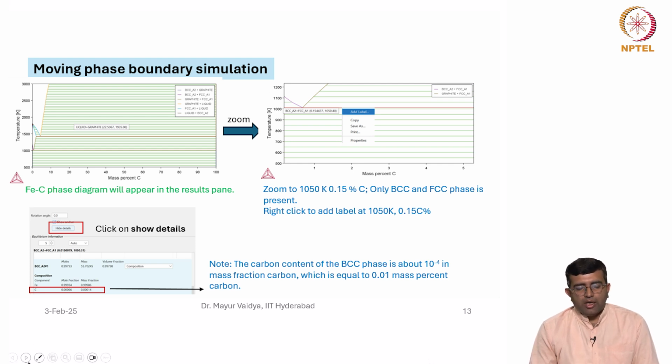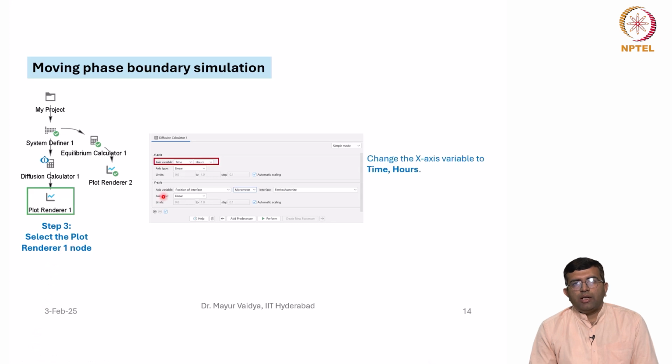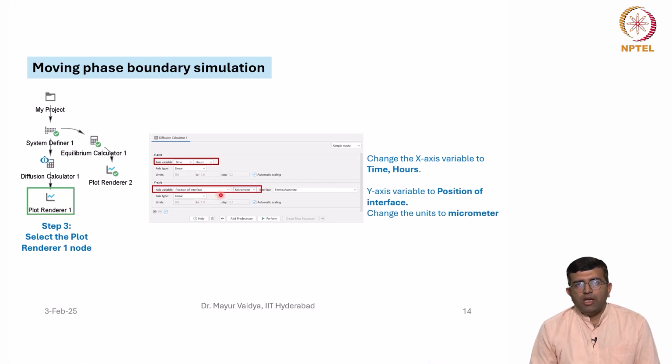Then click next. Then after that select the plot renderer one node. Now you will see this kind of dialog box where you can set the axis variables. So here change the axis variable to time, and the unit is in hours, and the y-axis variable is the position of the interface. Okay, so how much is the interface moving?